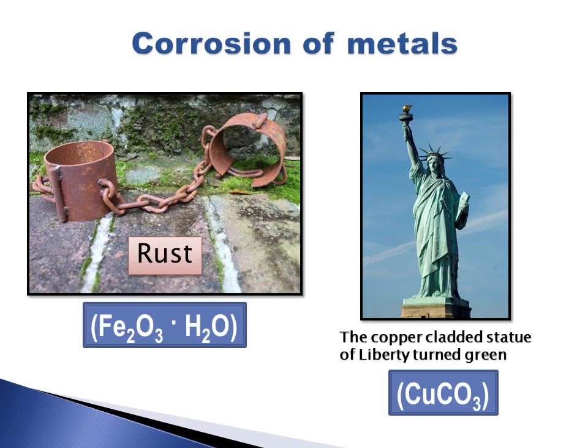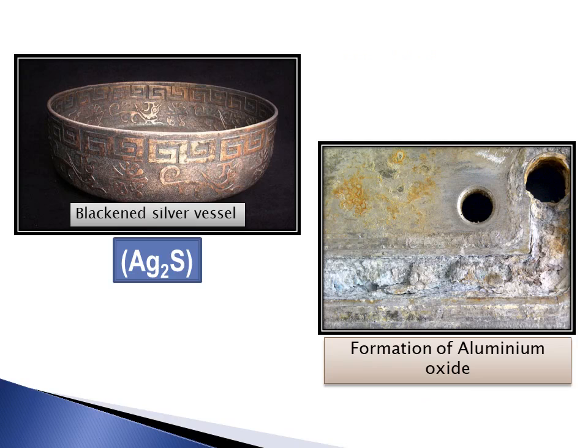Here you can see the copper-cladded Statue of Liberty, made 300 years ago, has turned green. It is due to the greenish layer of copper carbonate on its surface. On exposure to air, silver articles turn blackish after some time. This is because of the layer of silver sulfide, that is Ag2S, formed by the reaction of silver with hydrogen sulfide in air. By oxidation of aluminium, a thin layer of aluminium oxide forms on it.